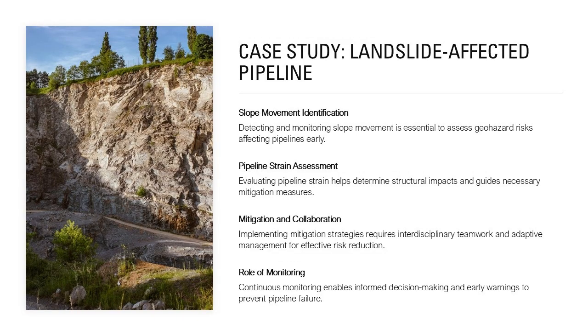A case study of a landslide-affected pipeline illustrates practical application of geohazard risk management principles. The scenario involves identification of slope movement, assessment of pipeline strain, and implementation of mitigation measures. Key lessons include the value of early detection, interdisciplinary collaboration, and adaptive management. Monitoring played a critical role in guiding decisions. This slide demonstrates how theory translates into practice.